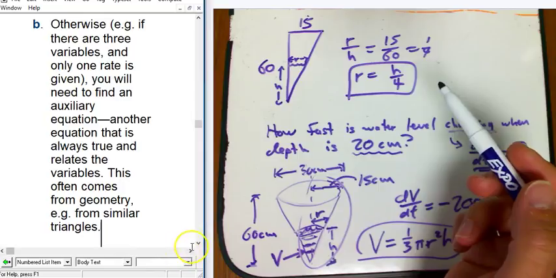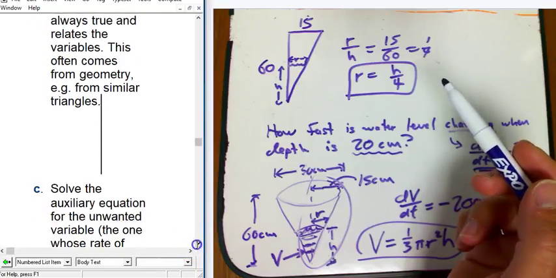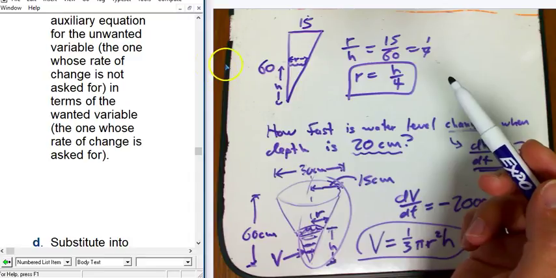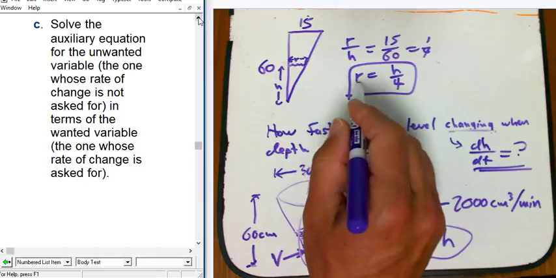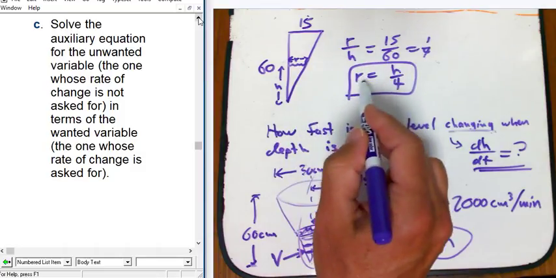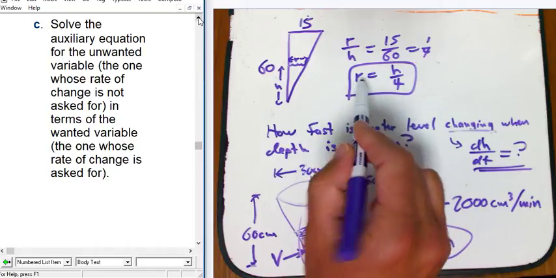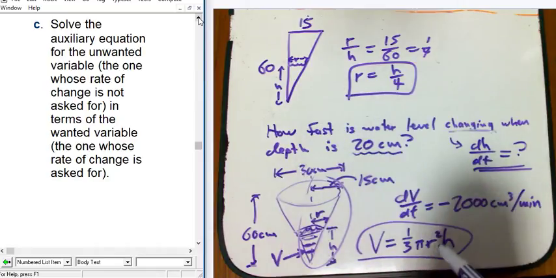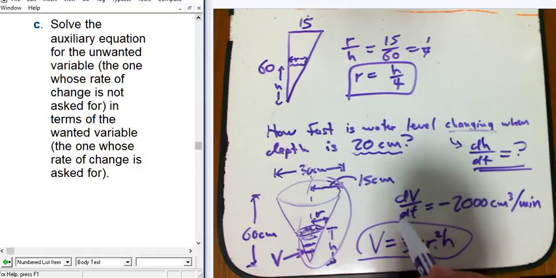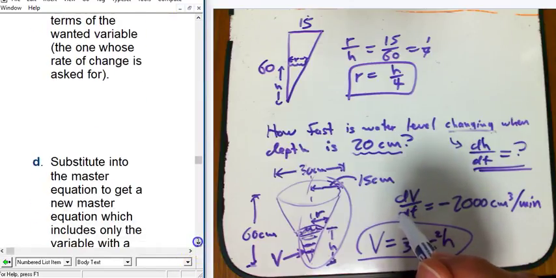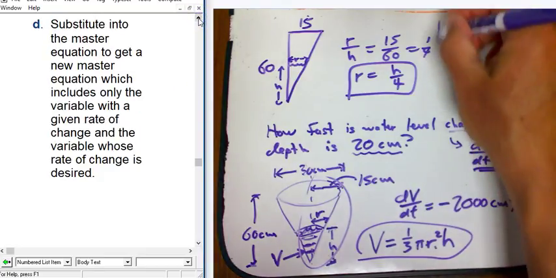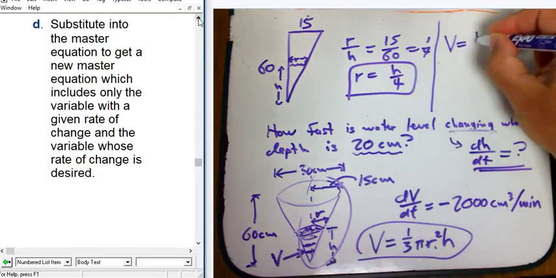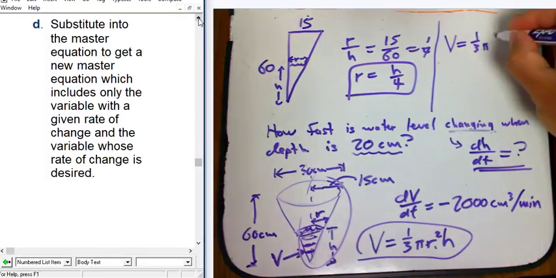Okay, so there are a couple of strategies from there, but the most straightforward one, and the one I usually recommend, is to solve the auxiliary equation for the unwanted variable. We really don't care about r here, so we solve for it, and then we can substitute it in and get it out of the master equation. We've already done that: r equals h over 4. Then we substitute into the master equation, so we get what I would call the new master equation: V is 1/3 pi times r squared, which is the quantity h over 4 squared, times h.